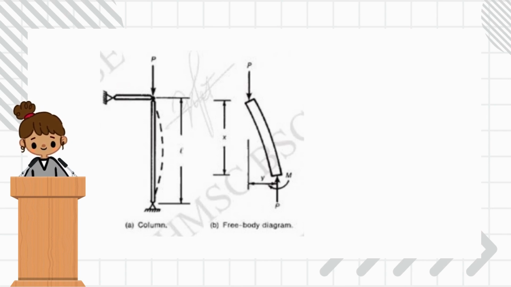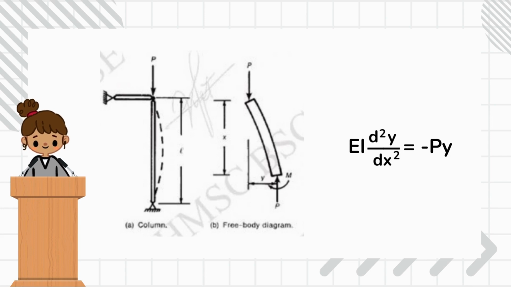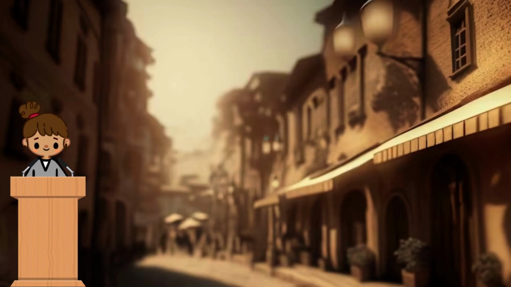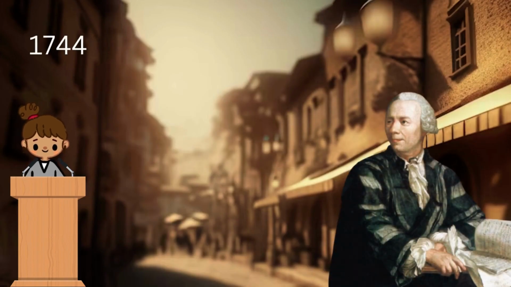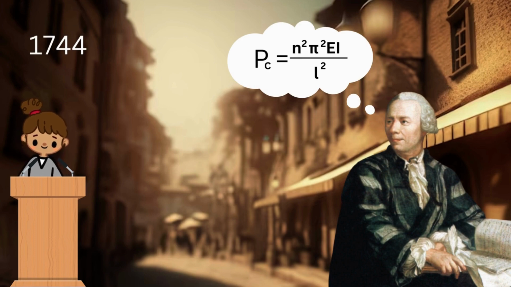Let us consider this column in a state of neutral equilibrium. Because our column is prone to buckling, we need to consider the effects of buckling. Thus, the equation for deflection is EI times d squared y over dx squared equals negative Py, where negative Py is the bending moment due to deflection. In the year 1744, Leonhard Euler derived a solution known as the critical buckling load. P sub c equals n squared times pi squared times EI, all over L squared.